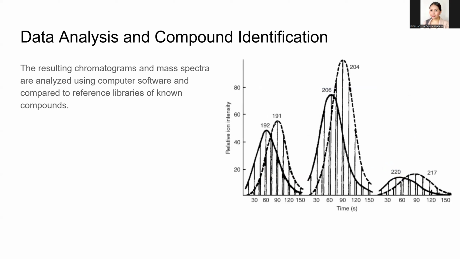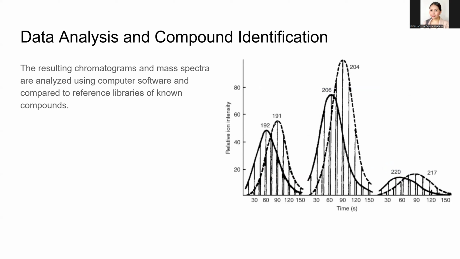And then for step 7, the last step, is data analysis and compound identification. So the obtained chromatograms and mass spectra are analyzed using specialized software that compares the data against libraries of known compounds. But it can also be analyzed manually.